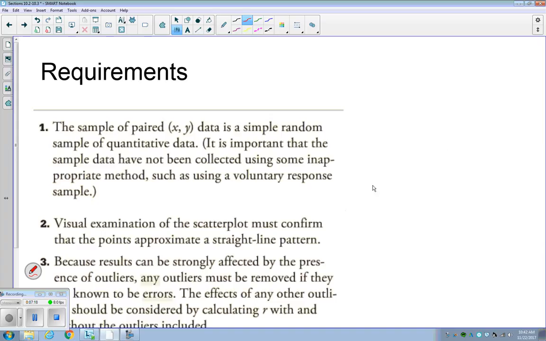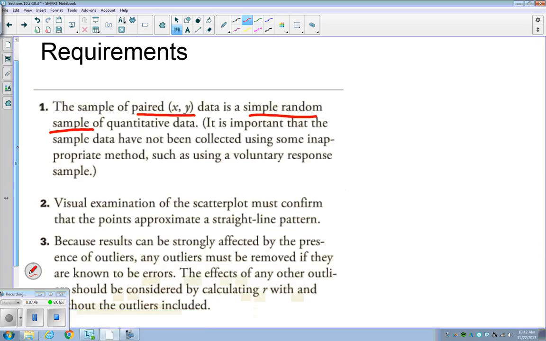So here's the requirements. It has to be paired data. It has to be a simple random sample. A visual examination of the scatter plot. That's what I just showed you, a scatter plot. It has to look like there is a linear relationship. Okay? It's got to approximate a line.